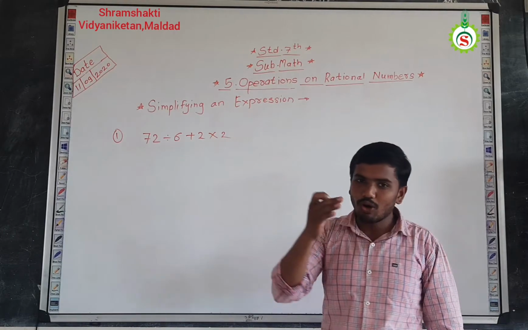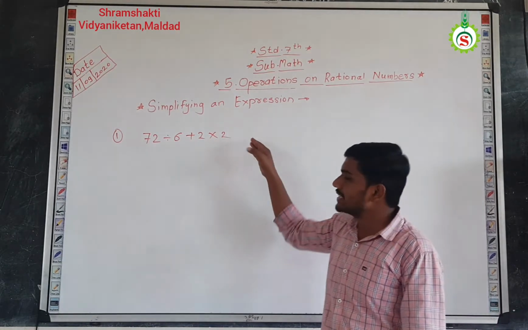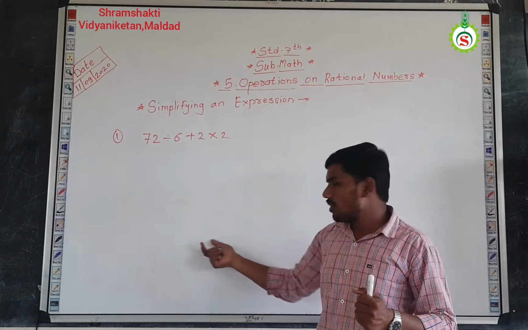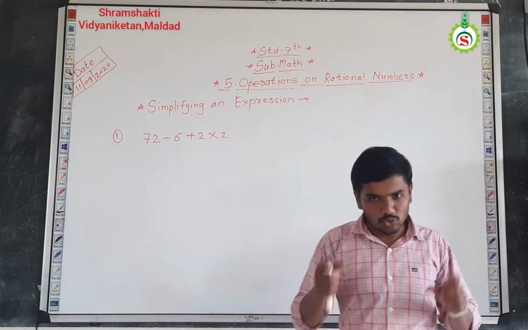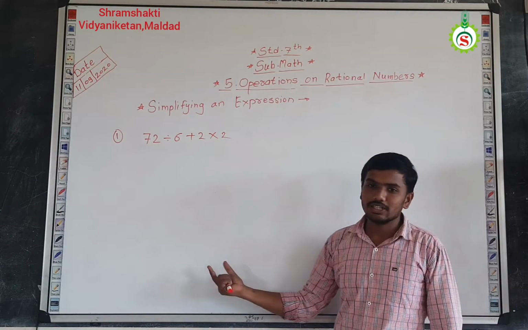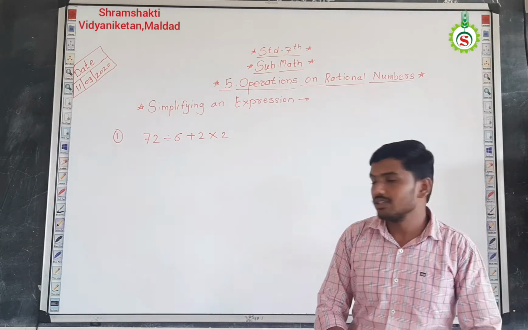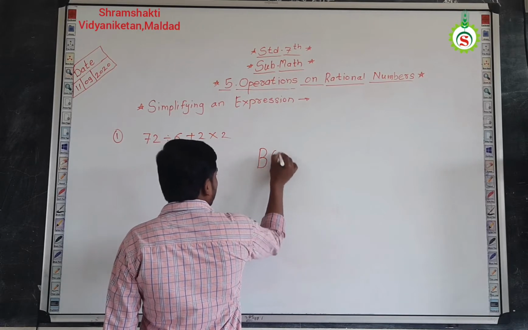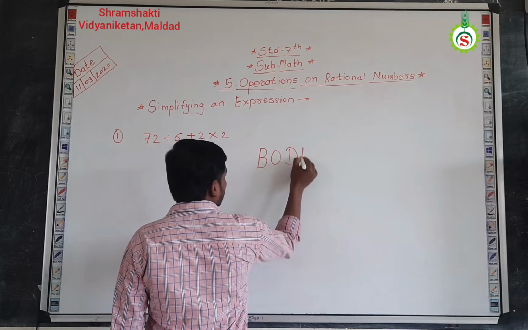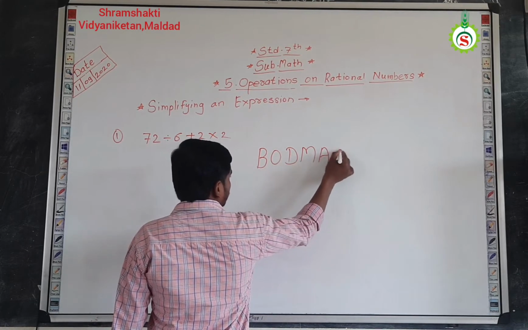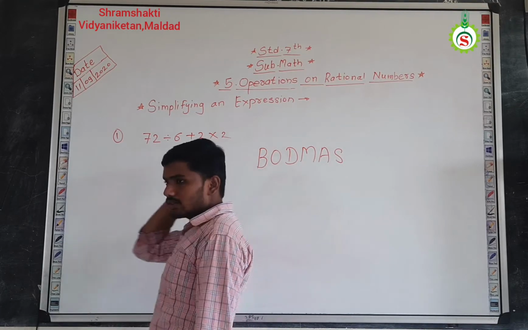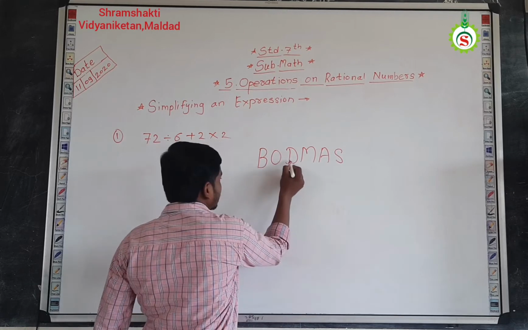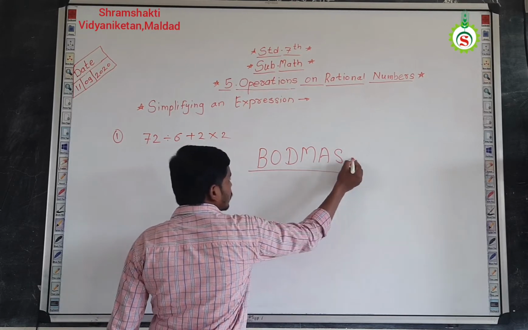So if we follow the rule for simplifying the expression, then each student will get the same answer. To get that same answer, we have to follow one rule. That rule is called the BODMAS rule. Okay, I think some of you have heard of the BODMAS rule.